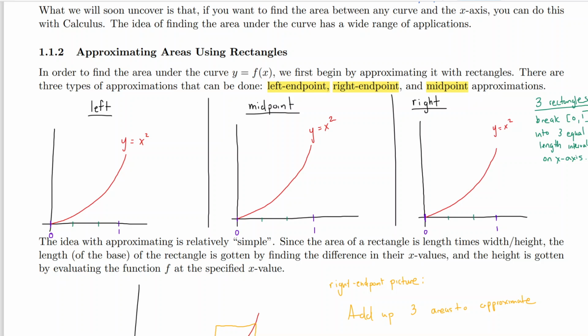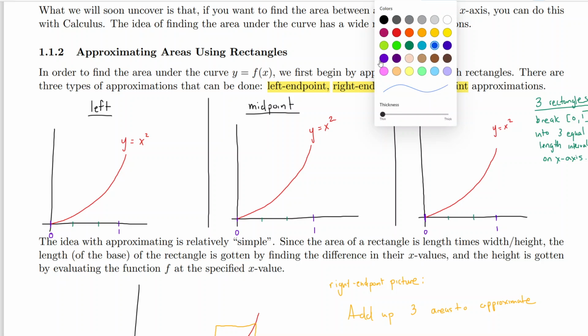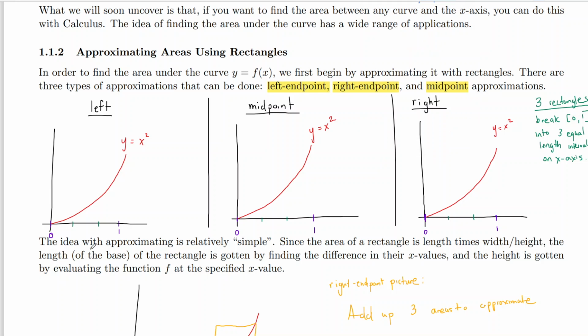Just for the ease of drawing the picture, I'm going to use 3 rectangles, and generally you can have any number of rectangles, and the more you use, the better your approximation is going to be. But the way it works is like this, and I'll spend most of the time talking about the left one, and then we'll just apply it to the midpoint and right as well.